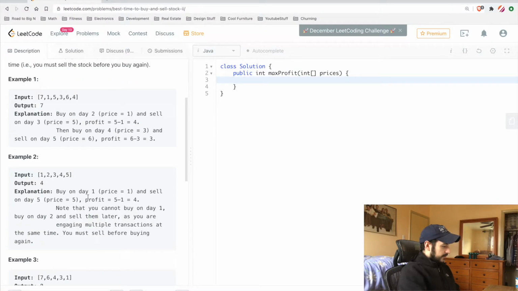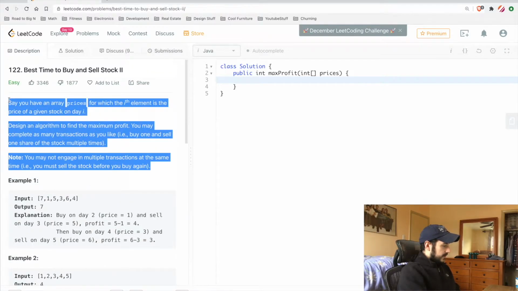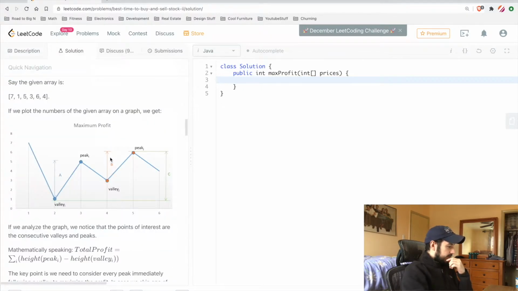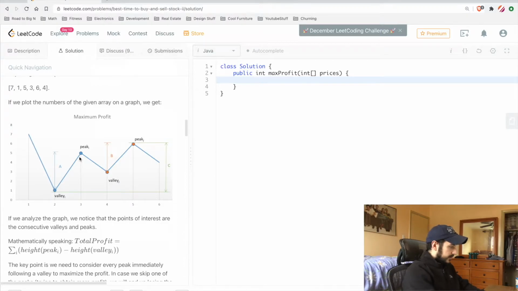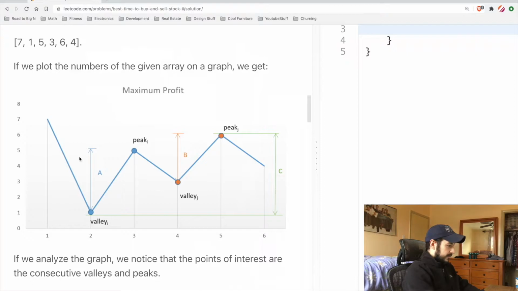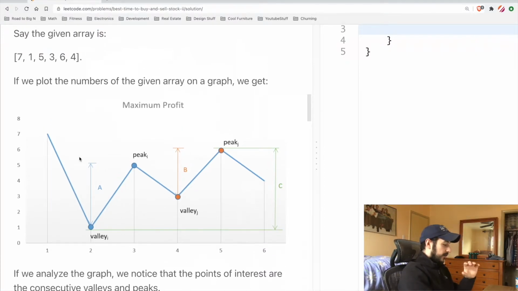So this problem is a lot simpler than the way they describe it here. The first time I did this, it was a lot more confusing than it actually is. You can see here, I have this in the solution tab, there's a really good diagram that explains exactly how I learned how to solve this problem.